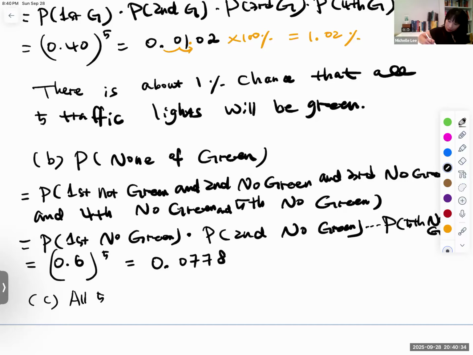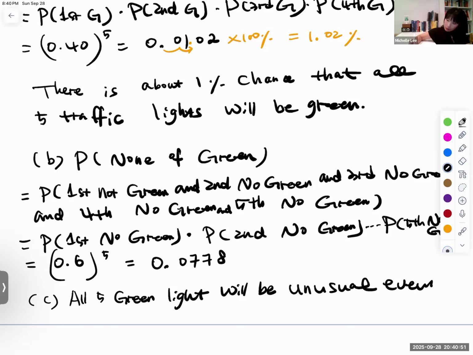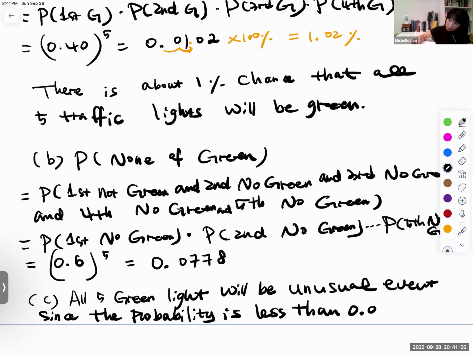All 5 green lights will be unusual, unusual event since the probability is less than 0.05. Yeah.